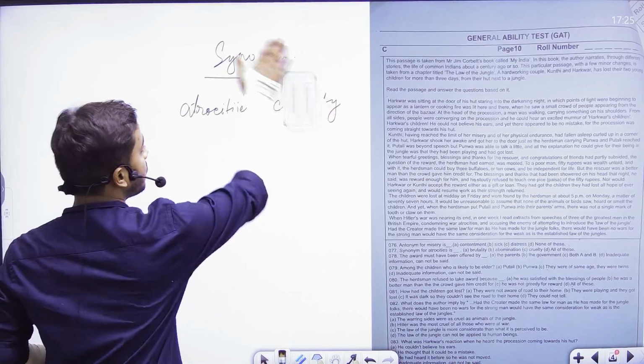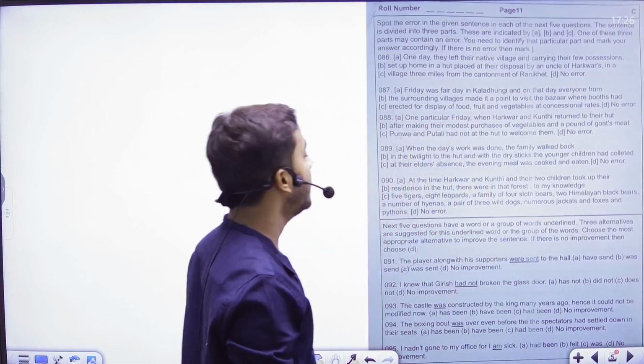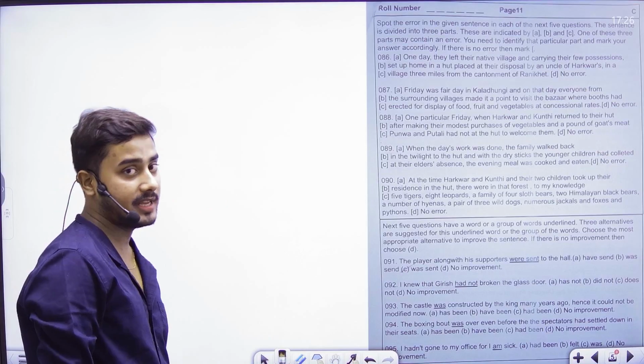Right? So without any further delay, we'll just go to the next section of our question paper. As you can see, the next section is basically about spotting the errors.